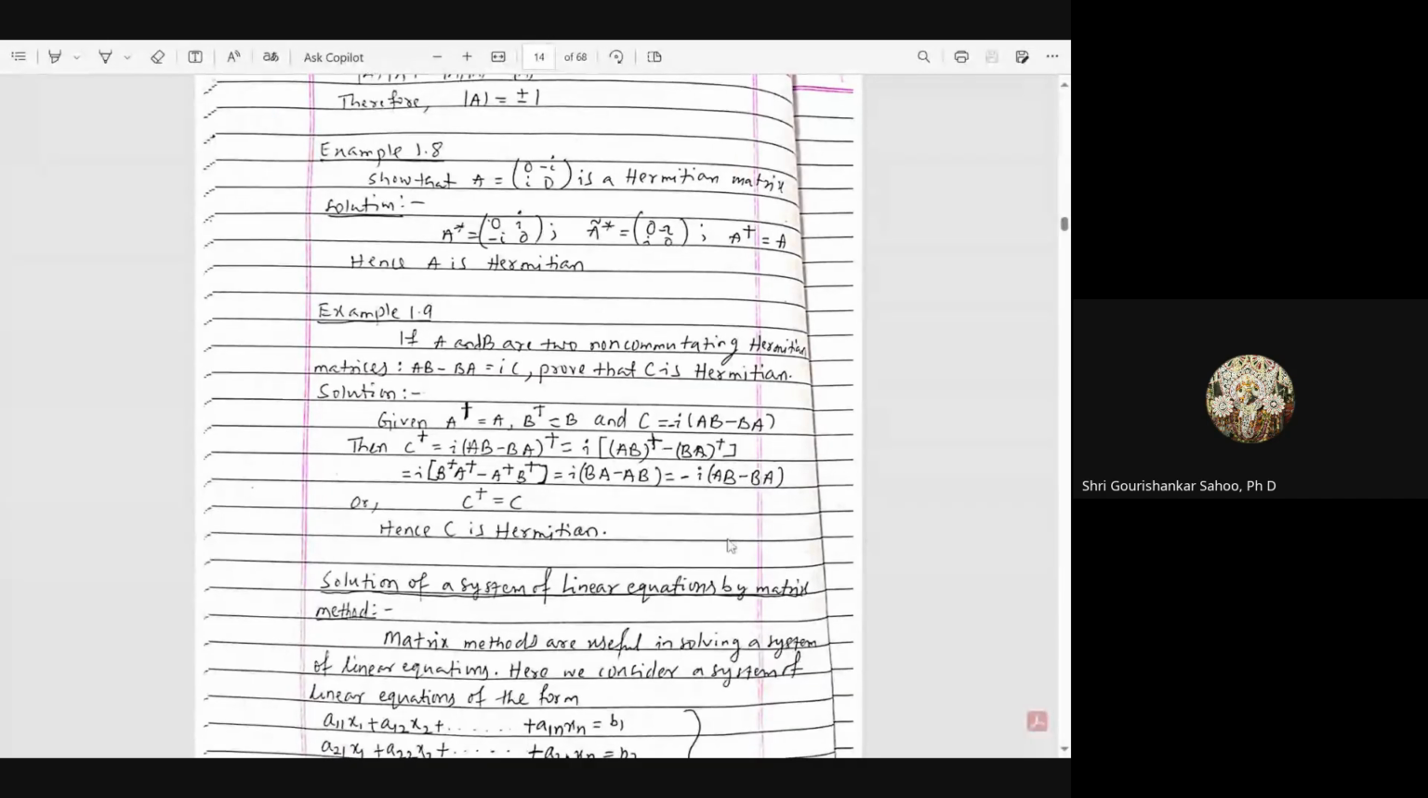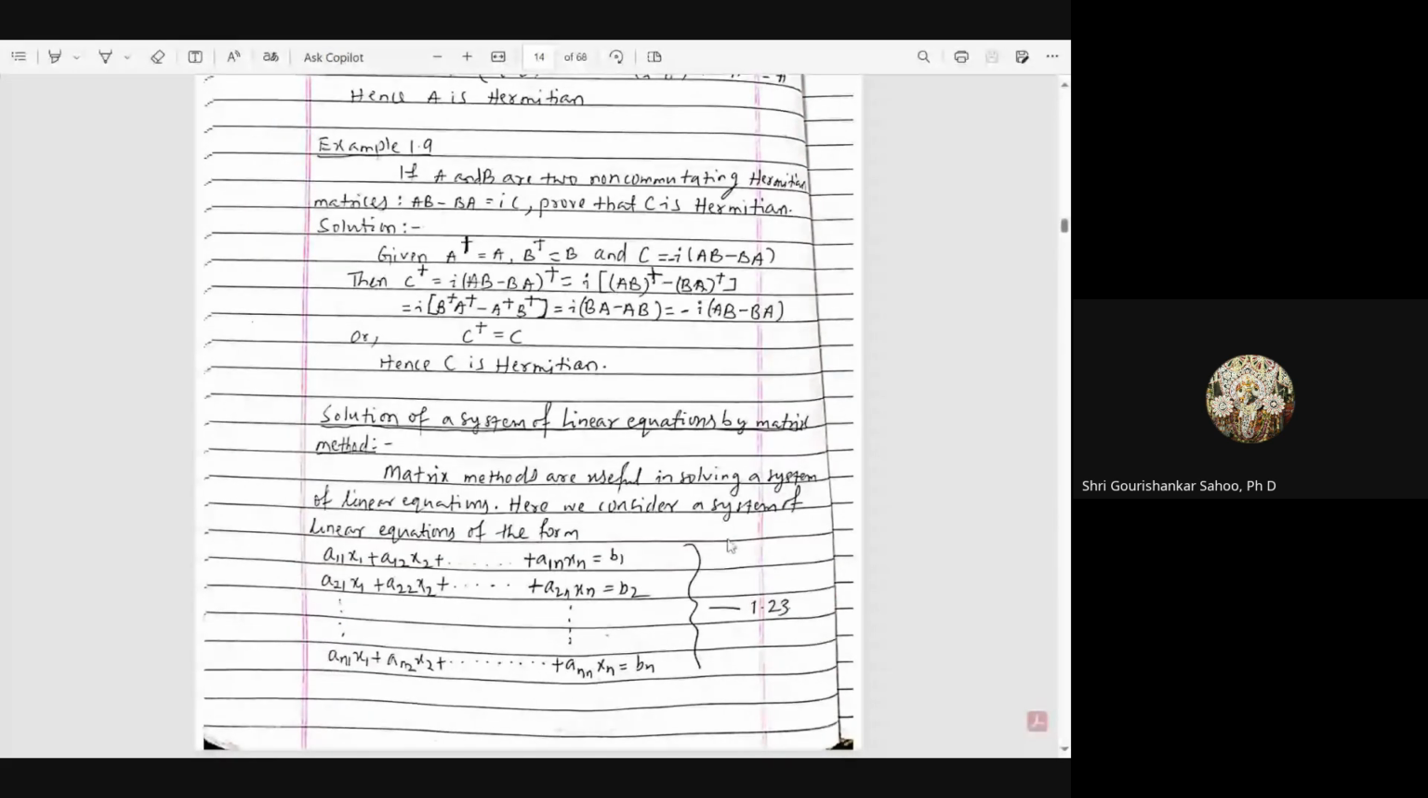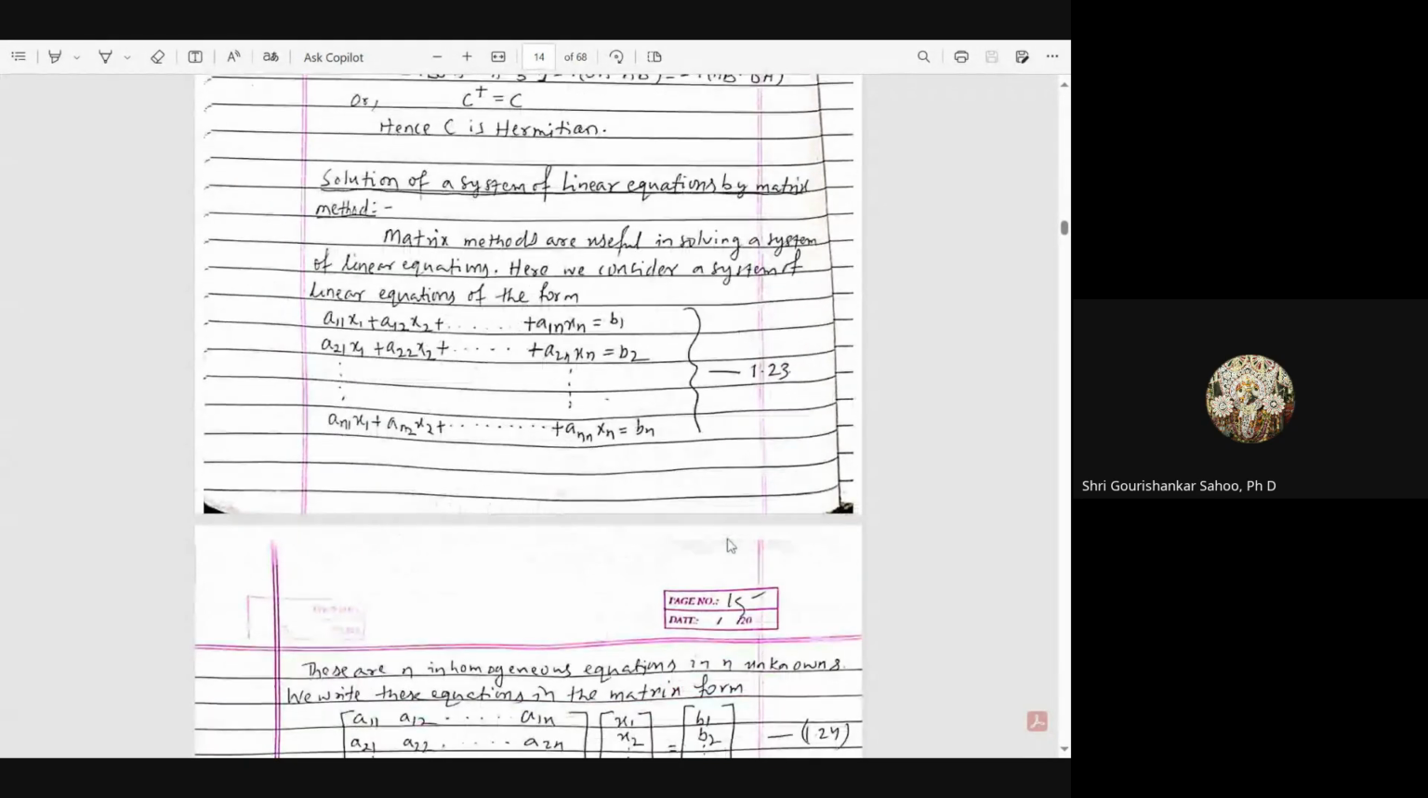So it is Hermitian. Similarly, if A and B are two non-commuting Hermitian matrices, you can see AB minus BA is equal to iC, and C is Hermitian. So A dagger is equal to A, B dagger is equal to B, C is equal to minus i times (AB minus BA). So C dagger will be minus i times (AB minus BA). So C dagger is equal to C, so it is Hermitian. Then you can solve a system of linear equations by the matrix method, which is very useful in solving systems of linear equations.